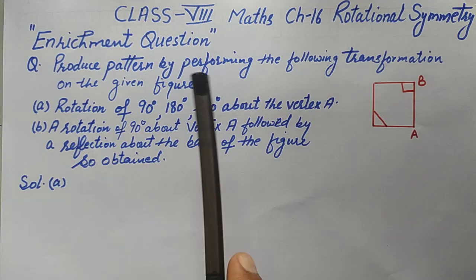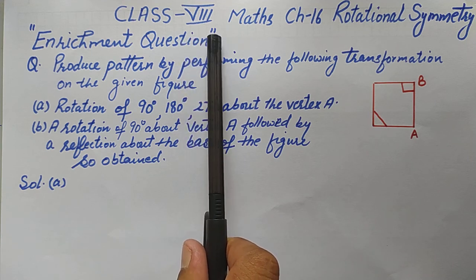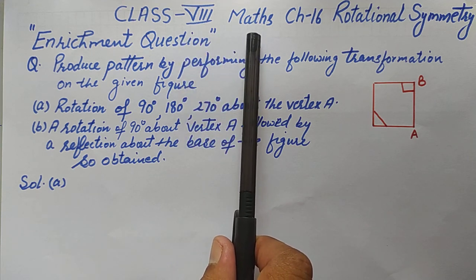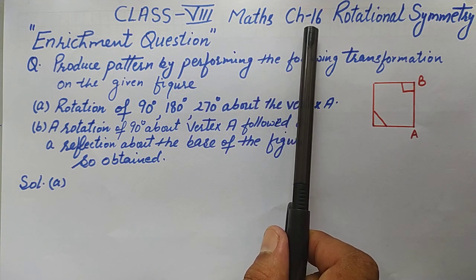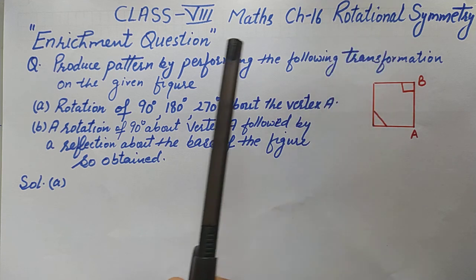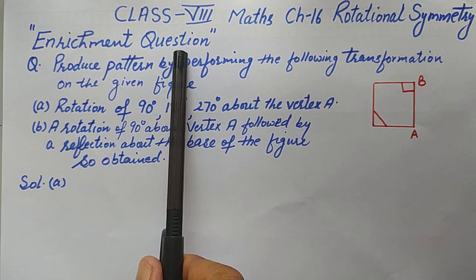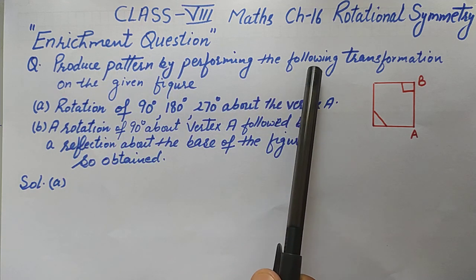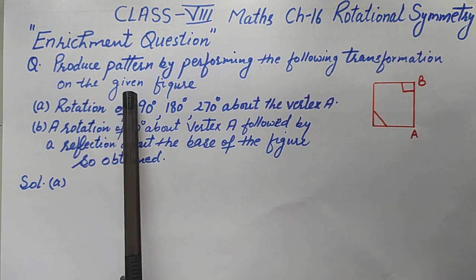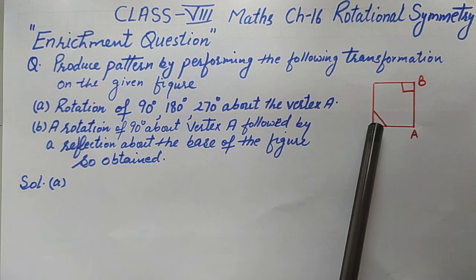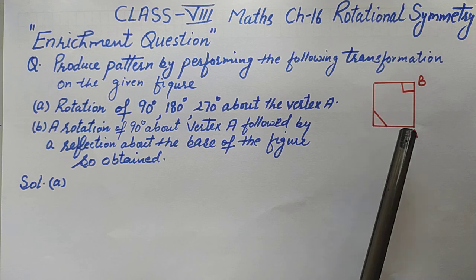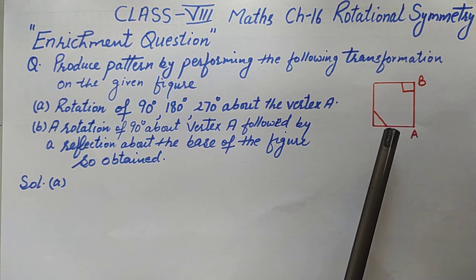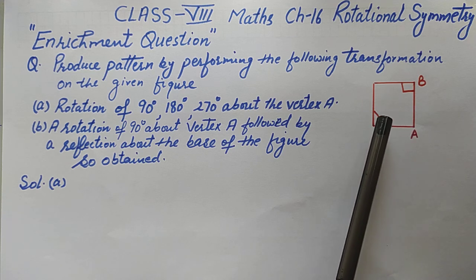Let's do this question. This is taken from class 8 mathematics from DAB board book. Chapter 16 is rotational symmetry. This is an enrichment question. The question is: produce a pattern by performing the following transformations on the given figure. So in this figure we are to perform some transformations and produce the pattern obtained from those transformations. So let's see what the transformations are.